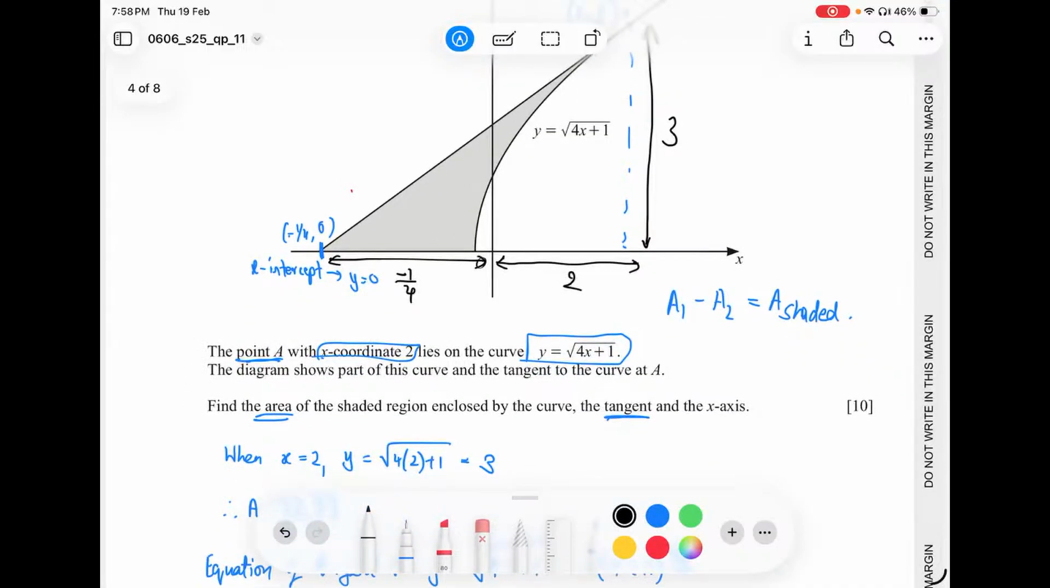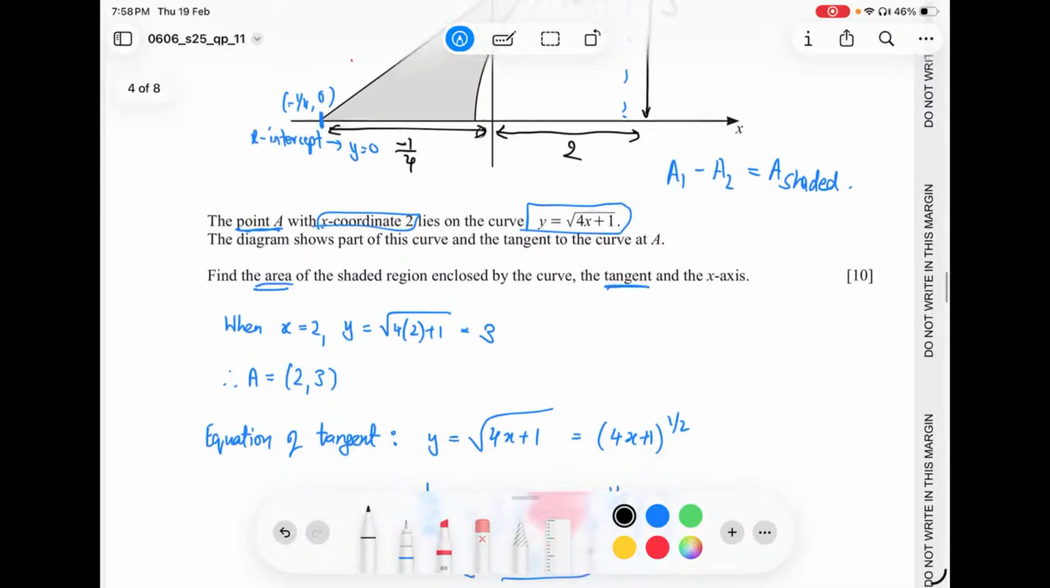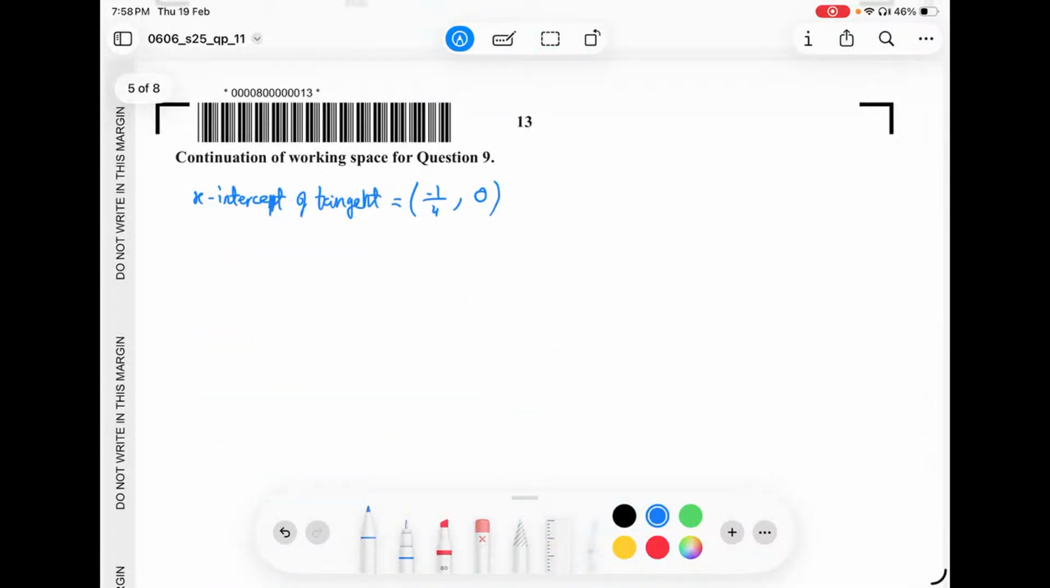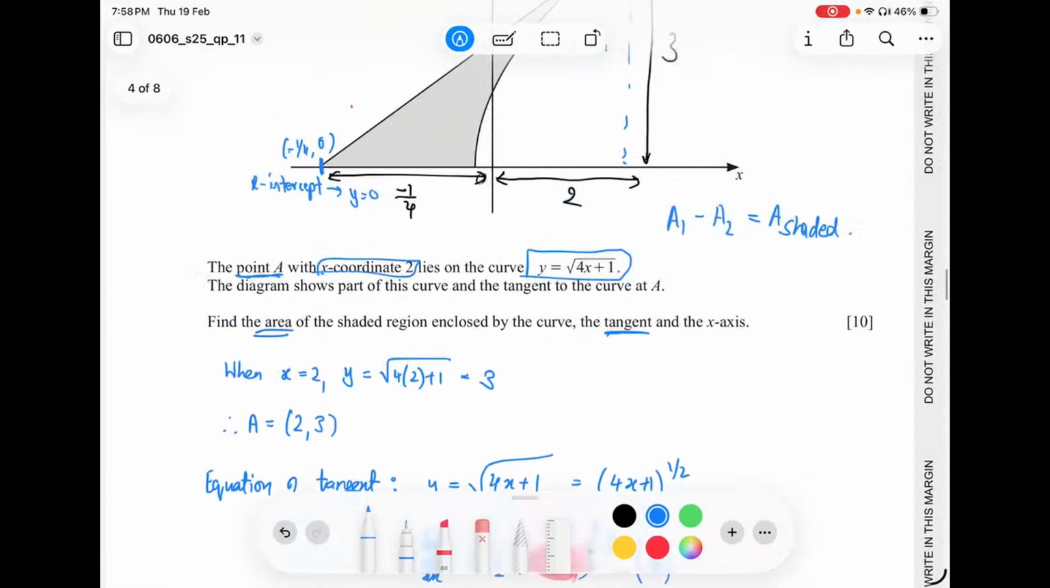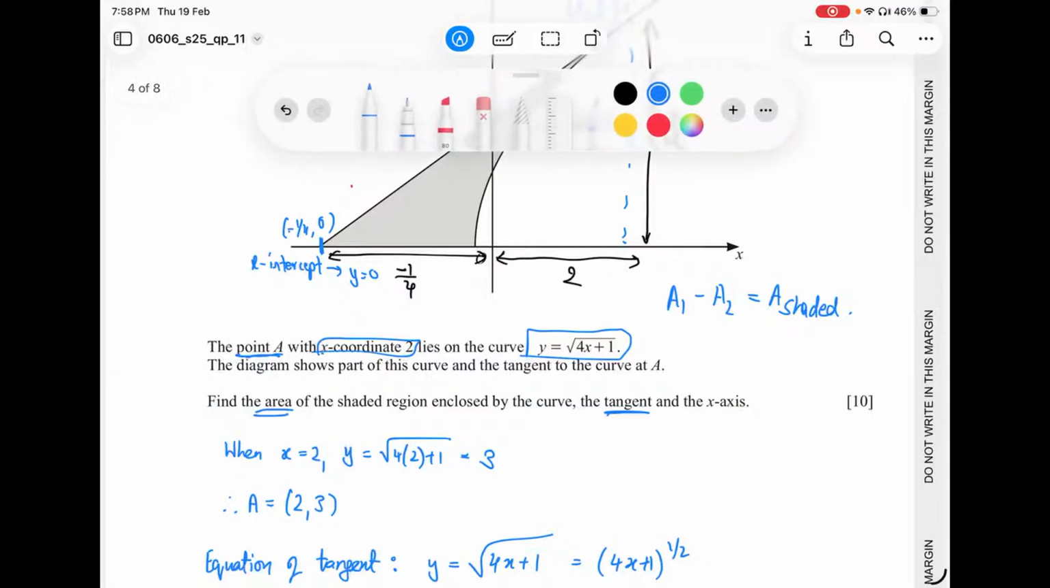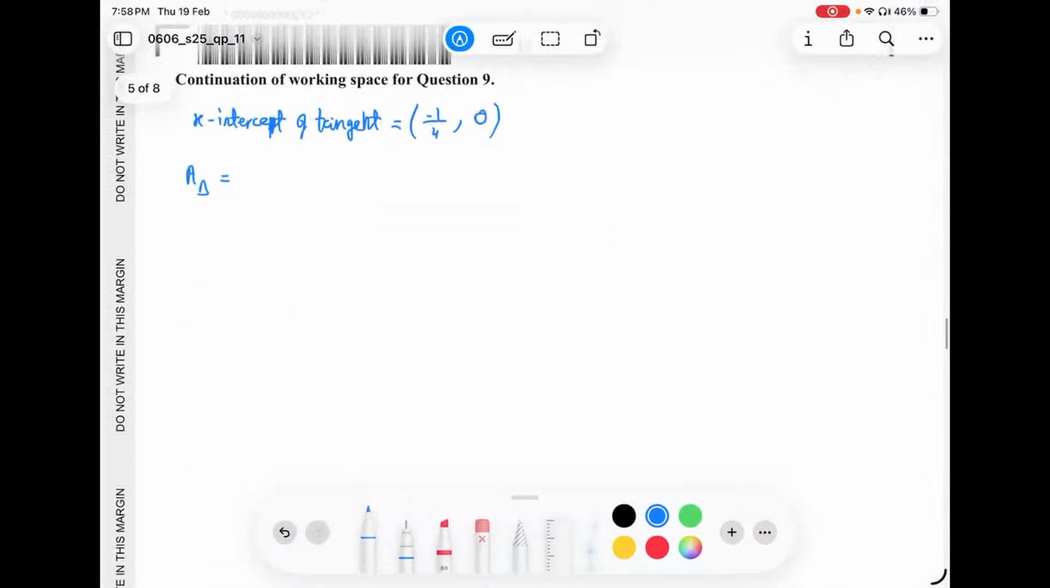So the total distance, we take the magnitude of this distance, which is going to be 2 plus 1 over 4. So now we find the area of the triangle, which we are intending to find. So that's A1 from our case. So the area of the triangle is going to be A1.